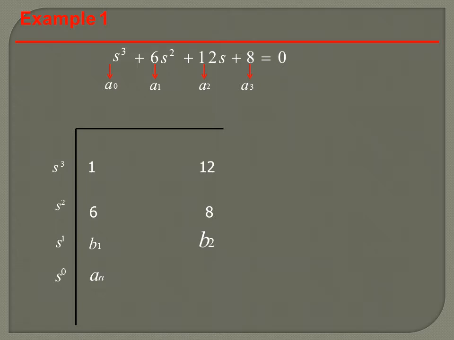Let us form a Routh's array first. At the left side we have to write down the s powers in the given equation, that is s raised to 3, s raised to 2, s raised to 1 and s raised to 0. Then write down the alternate coefficients in each row. So in the s cube row the coefficients will be 1 and 12, that is a0 and a2, and in the second row we will write a1 and a3, that is 6 and 8. The remaining rows we denote by b1, b2, and in the s raised to 0 row we will write an.